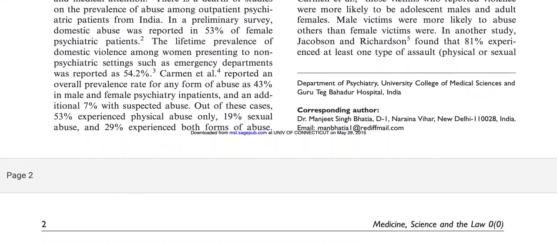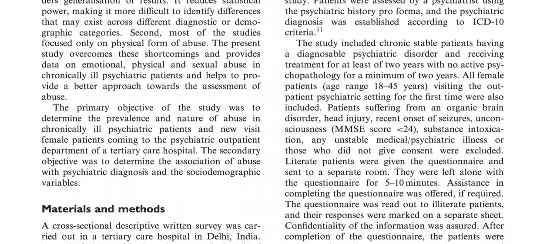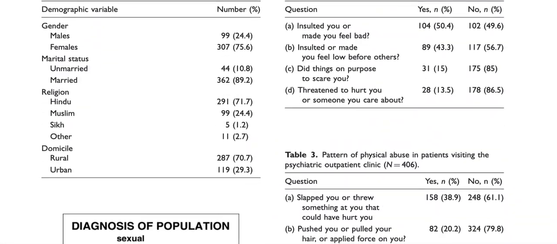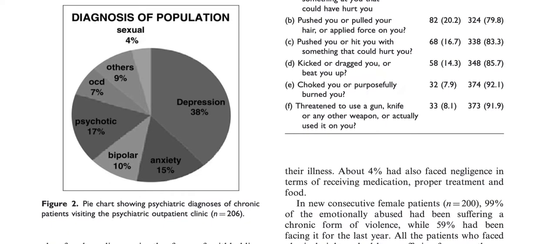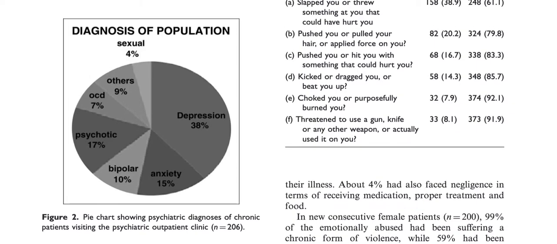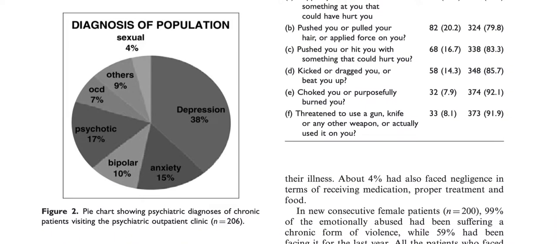But I want to go ahead and check, and see there's a figure number two here, which looks like a pie. Well, it is a pie chart. What I want to do is analyze this pie chart and try to see some indications and analysis. So clearly we can see that 38% of the diagnoses in this study are under depression, 15% is anxiety, 10% is bipolar, psychotic is 17%, OCD 7%, we have sexual which is 4%, and others which is 9%.